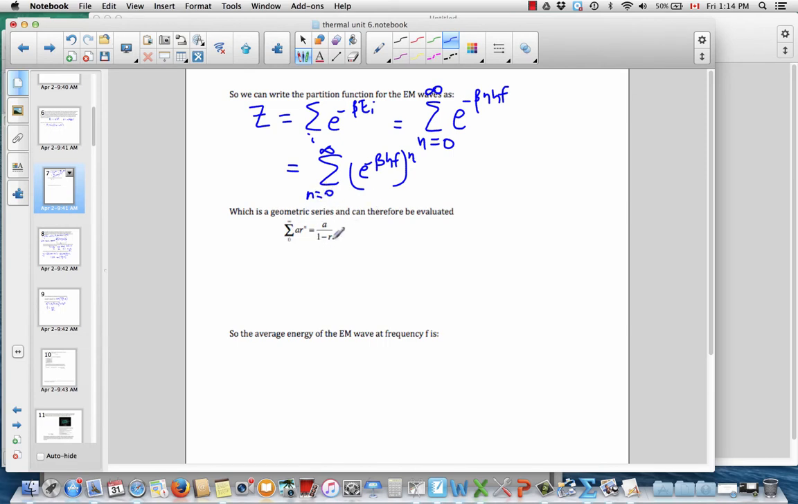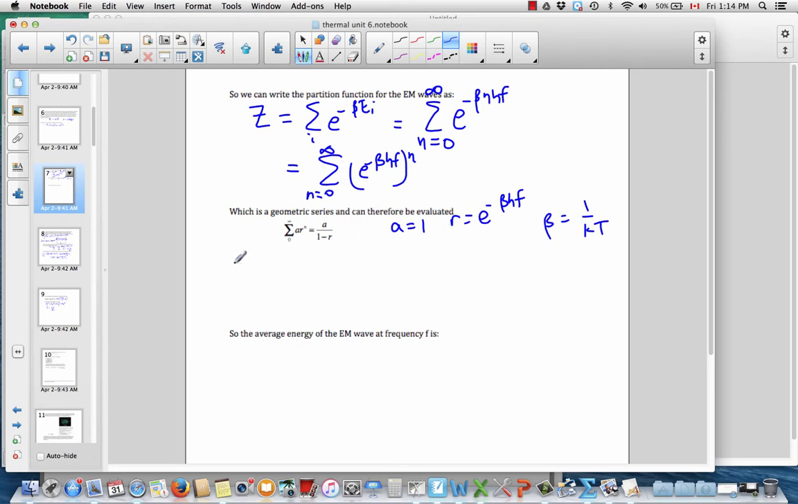And so this actually is a geometric series. We have a common ratio here of e to the minus beta hf raised to the power n, summed from n equals 0 to infinity. And so we can use the familiar geometric series result, that's just a over 1 minus r. So a is identically 1, the first term in the geometric series, and r is the common ratio. It's e to the minus beta hf. Remember that beta is reciprocal kT. And so that'll come out in the final statement of the Planck function.